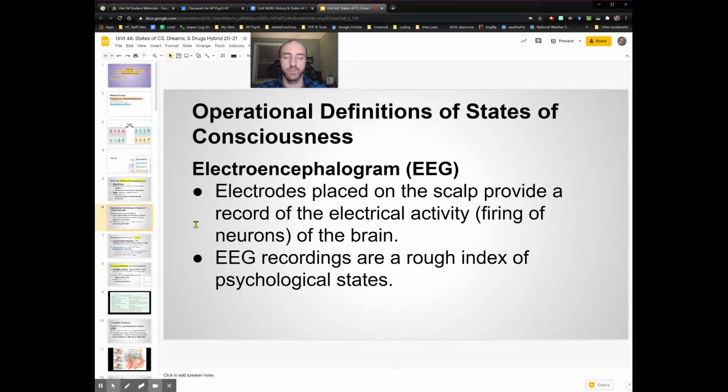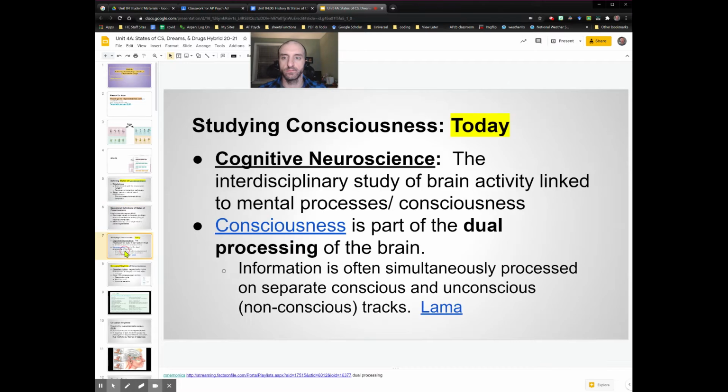So sleep is measured and operationally defined by an electroencephalogram, or an EEG. This is when electrodes are placed on your head, and it measures the pattern of neuronal firing. And this is what it looks like today.